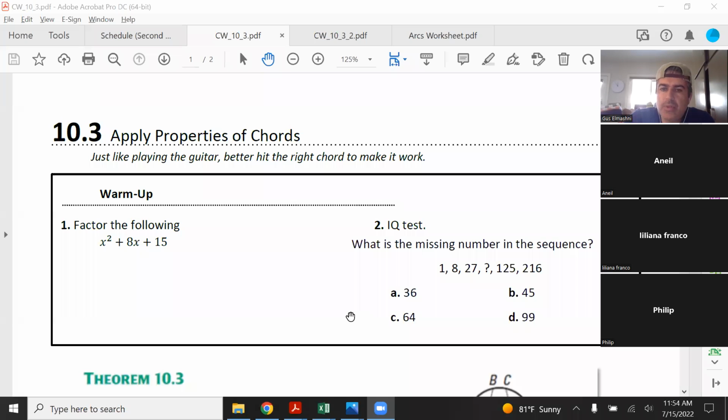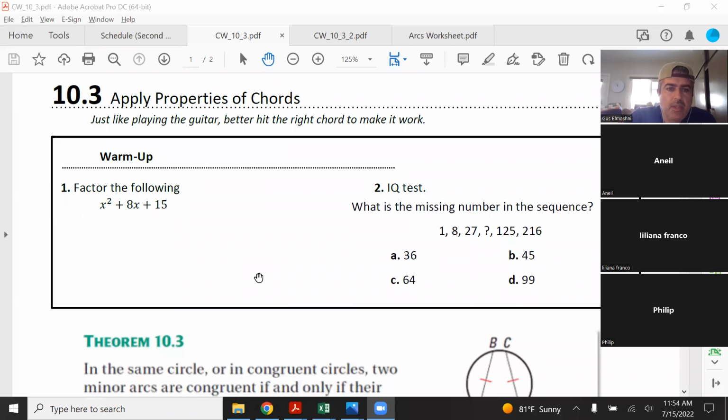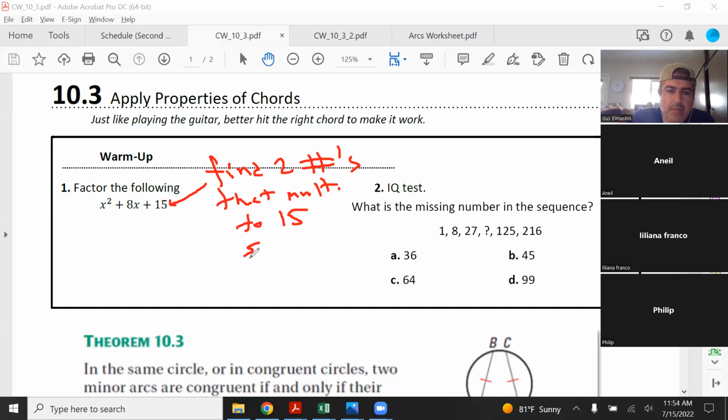Okay, so let's do another warm up again. Factor the following: x squared plus 8x plus 15. Hopefully you remember your factoring skills. What you want to do is find two numbers that multiply to 15 and add to 8.